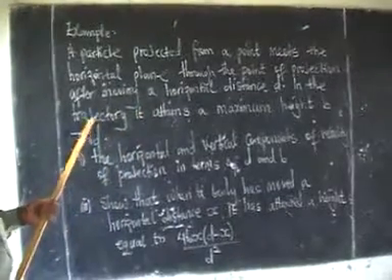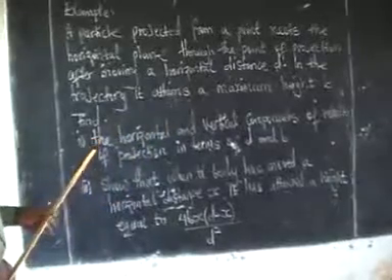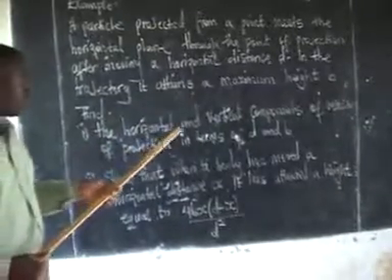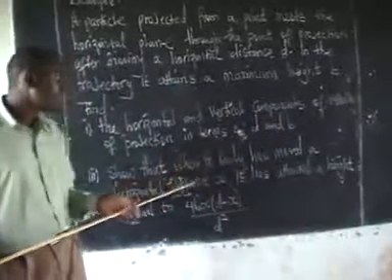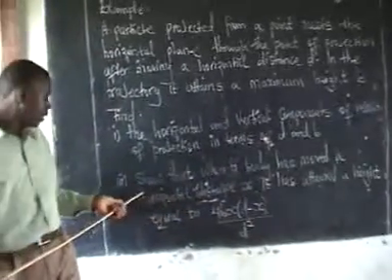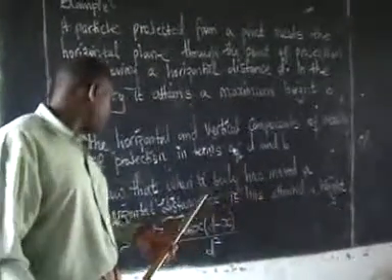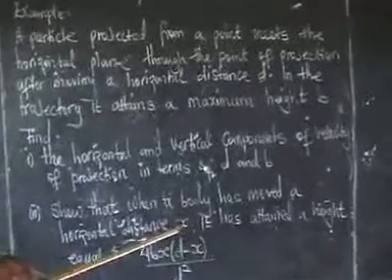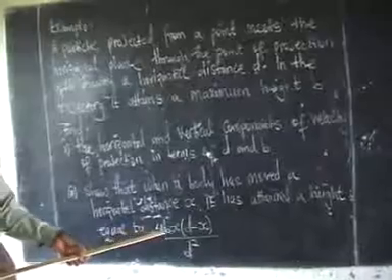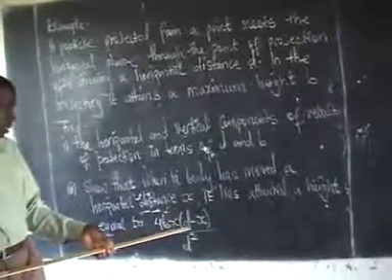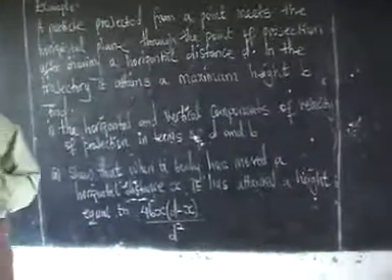A particle is projected and meets the horizontal plane at a point of projection after moving a horizontal distance d. In the trajectory, it attains a maximum height b. Find, Roman 1, the horizontal and vertical components of velocity of projection in terms of d and b. Roman 2, show that when a body has moved a horizontal distance x, it has attained a height equal to 4bx(d minus x) divided by d squared.